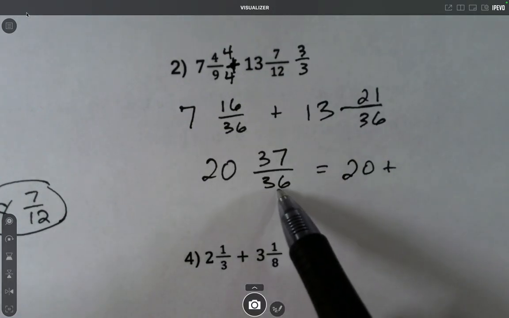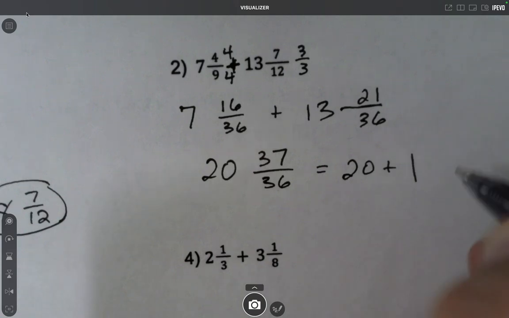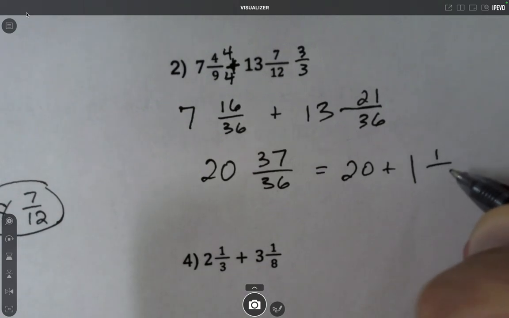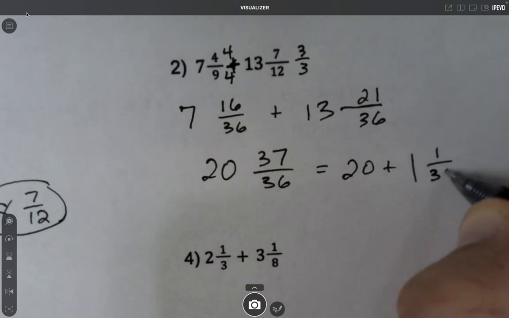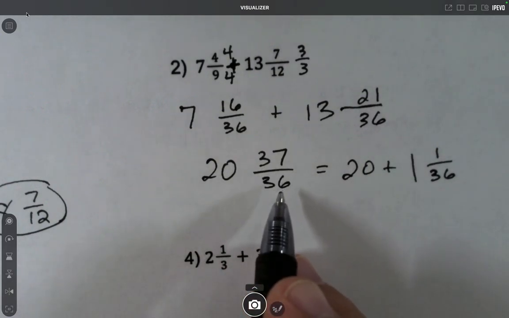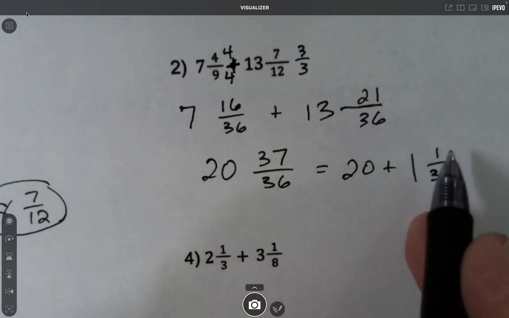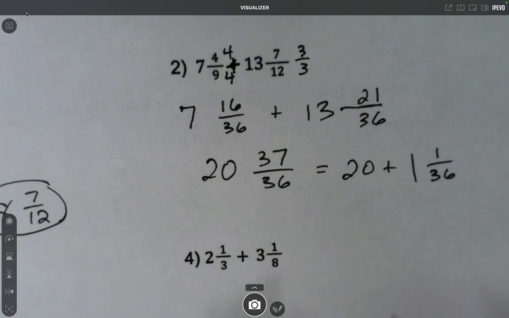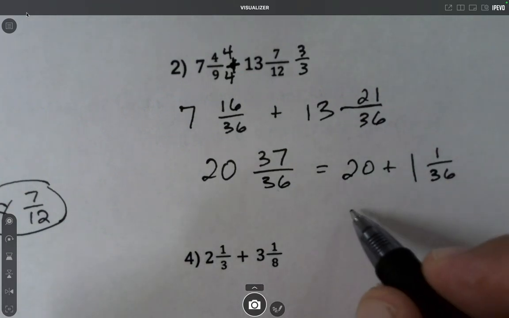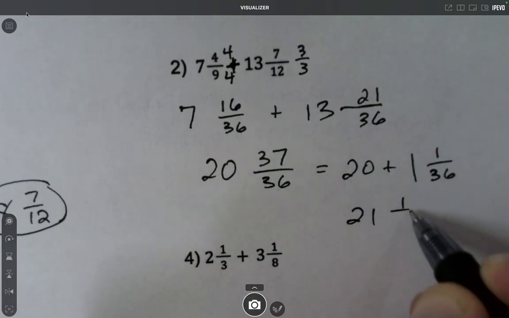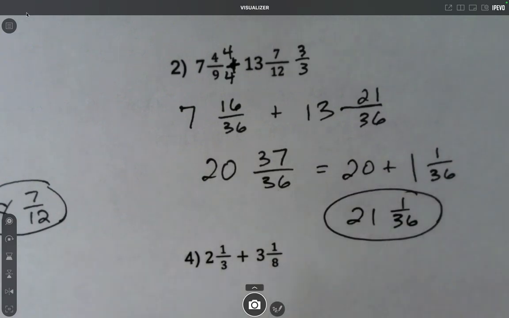So you say 36 can go into 37 one time, and there would be 1 left over. So 37 over 36 is the same as 1 and 1 over 36. Then we can say 20 plus 1 is 21, and 1/36.